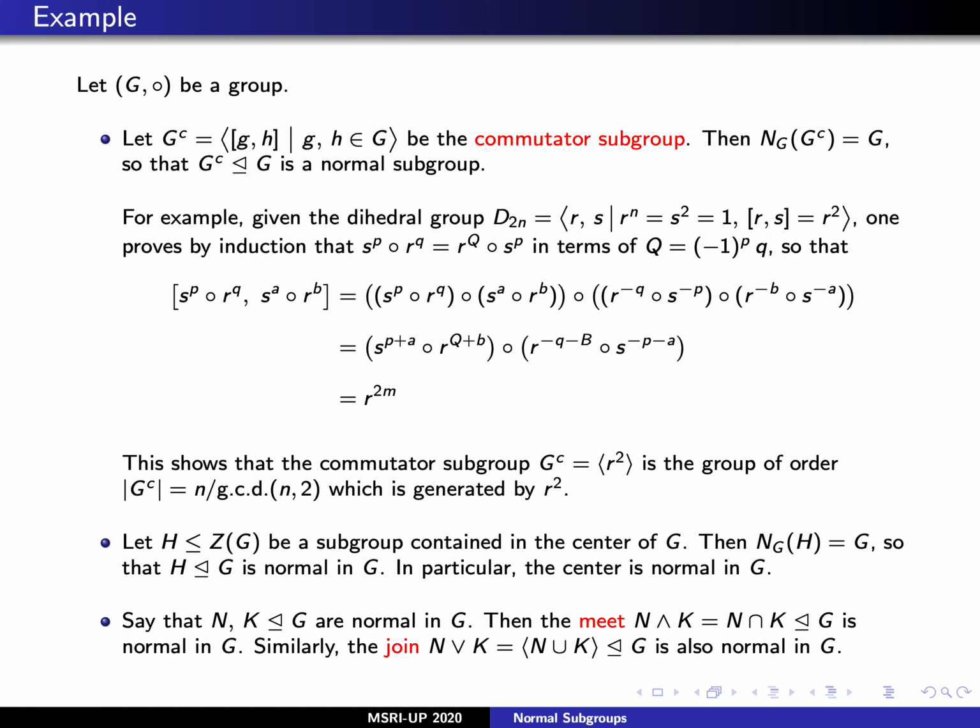Similarly, we can consider the union of these two normal subgroups. We've seen before that the union in general is not a subgroup of G, but we can consider the smallest group containing N and K together, and that is the subgroup generated by N and K. We call this subgroup the join of N and K. Not only is this a subgroup of G, but it is also a normal subgroup of G whenever N and K are normal.